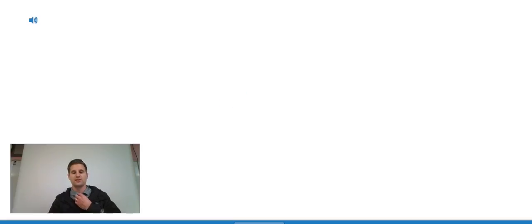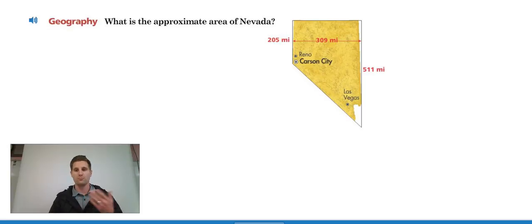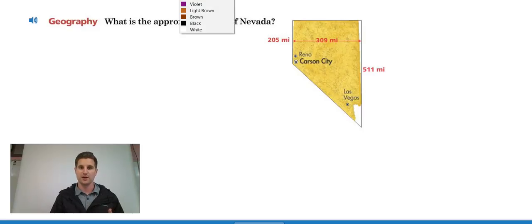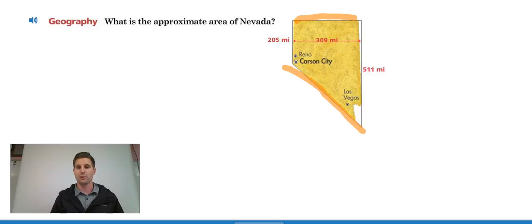So let's take a look at finding the area of a trapezoid. These can be very straightforward or it can be kind of confusing. So here we go. What is the approximate area of Nevada? So it actually is kind of like a trapezoid. We see we have two non-parallel sides. So these would be my two non-parallel sides. And then we have two parallel sides, and that's kind of what makes up a trapezoid.